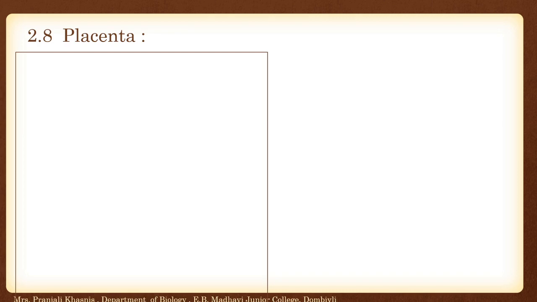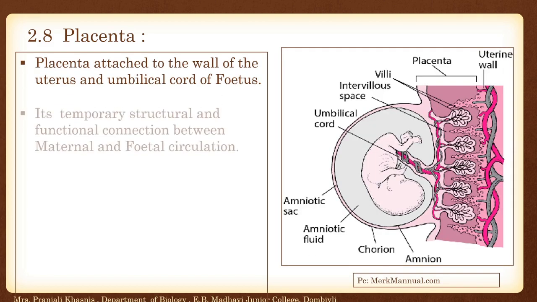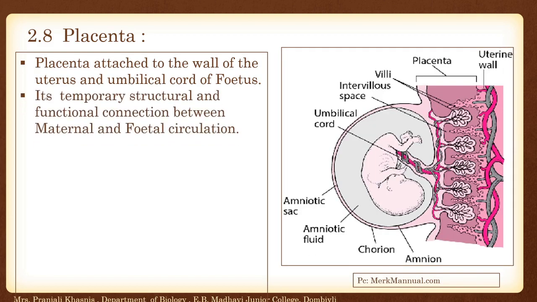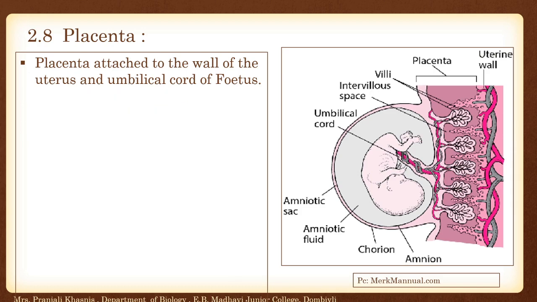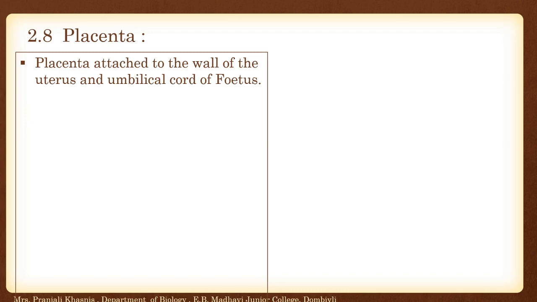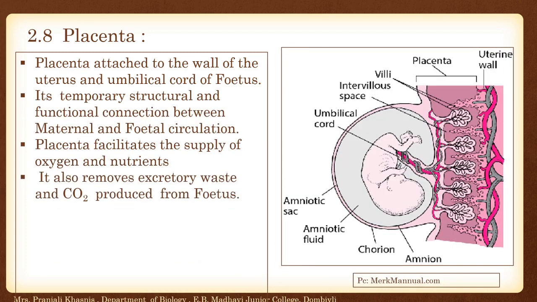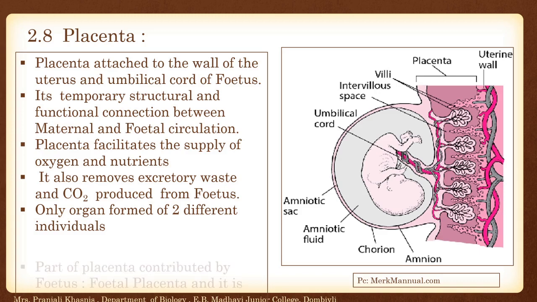Towards the end of this main topic, there is the placenta. The placenta is attached to the wall of the uterus and to the umbilical cord of the fetus. It is a temporary structural and functional connection between the maternal and fetal circulation. The placenta facilitates the supply of oxygen and nutrients. It also removes excretory waste and CO2 produced by the fetus. This is the only organ formed from two different individuals.